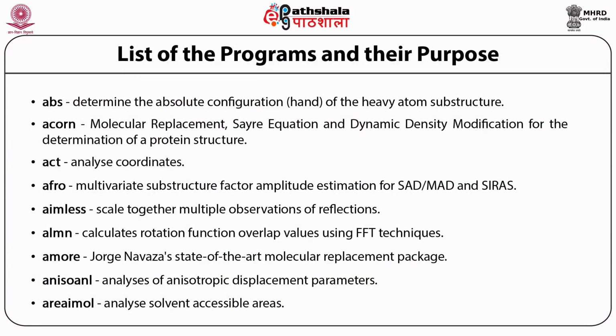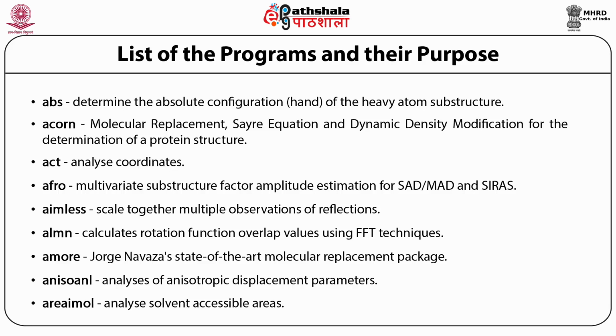So this lists the programs contained in CCP4 along with their purpose. As time is short, I won't be able to explain all the programs, and some of the important programs I will try to explain to you. The first program is called ABS, which will determine the absolute configuration of the heavy atom substructure. And ACORN is a program written for application of direct methods in case of macromolecules when you have atomic resolution data available, and this program comes from the University of York group from England, and this has molecular replacement, Sayre equation and dynamic density modification for the determination of a protein structure.